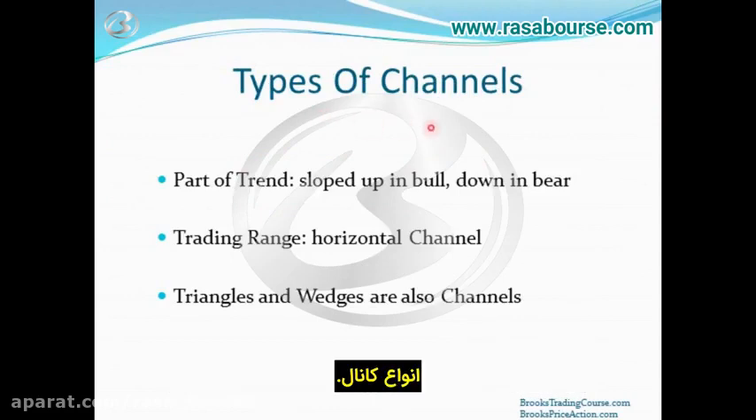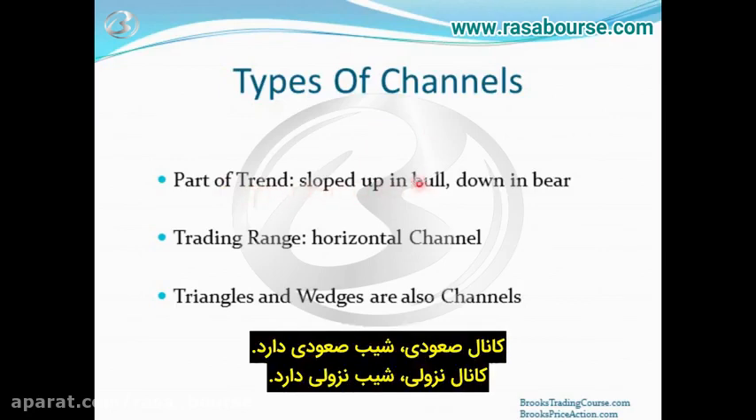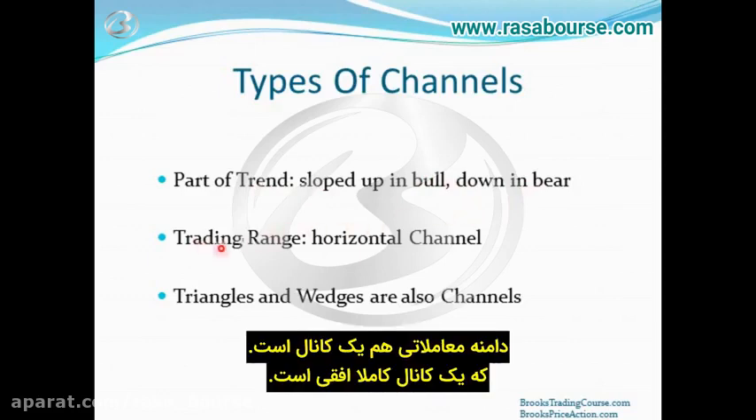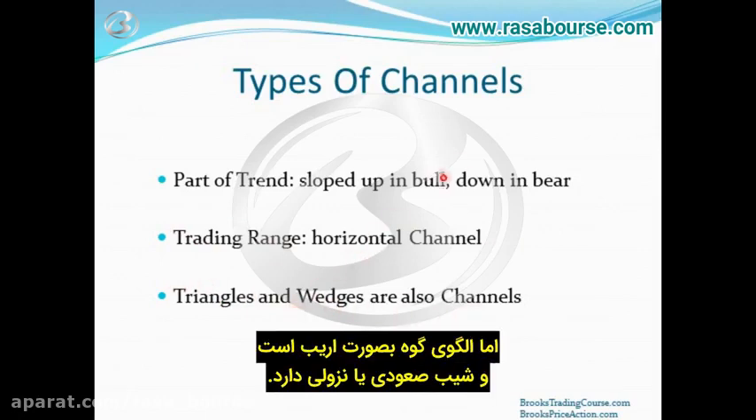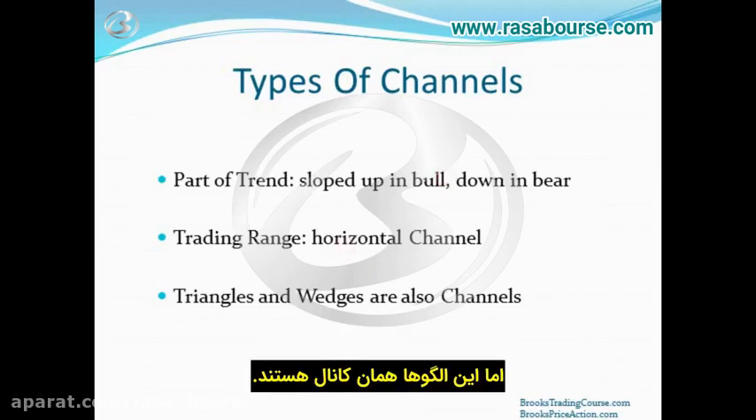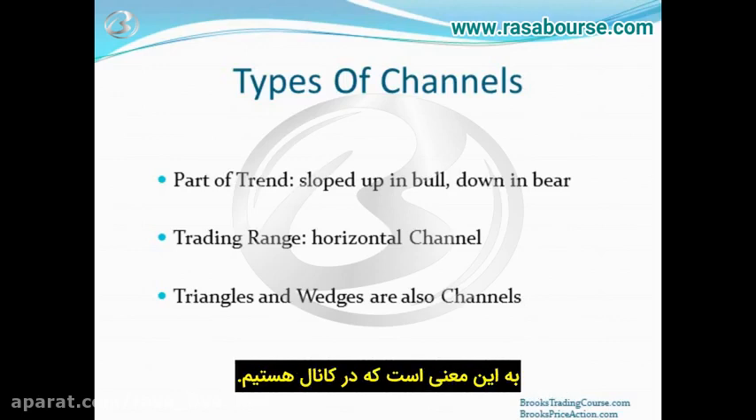Types of channels. A channel is a type of trend, and it's part of a trend, and it's sloped up in a bull, it's sloped down in a bear. A trading range is a channel. It's an entirely horizontal channel. Triangles and wedges are channels. Triangles are mostly sideways. Wedges are either diagonal and sloped up or down. But they're channels because anytime the market can be contained between two lines, it's in a channel.